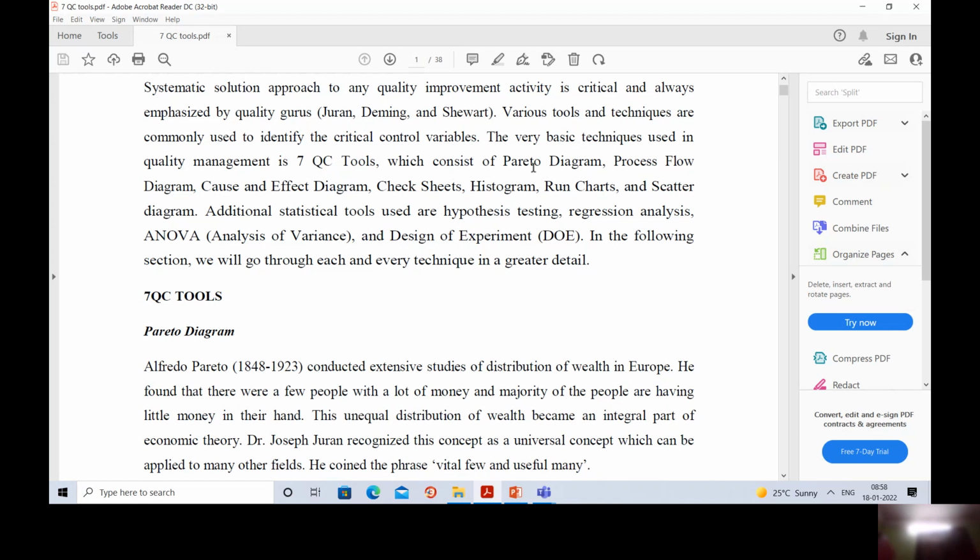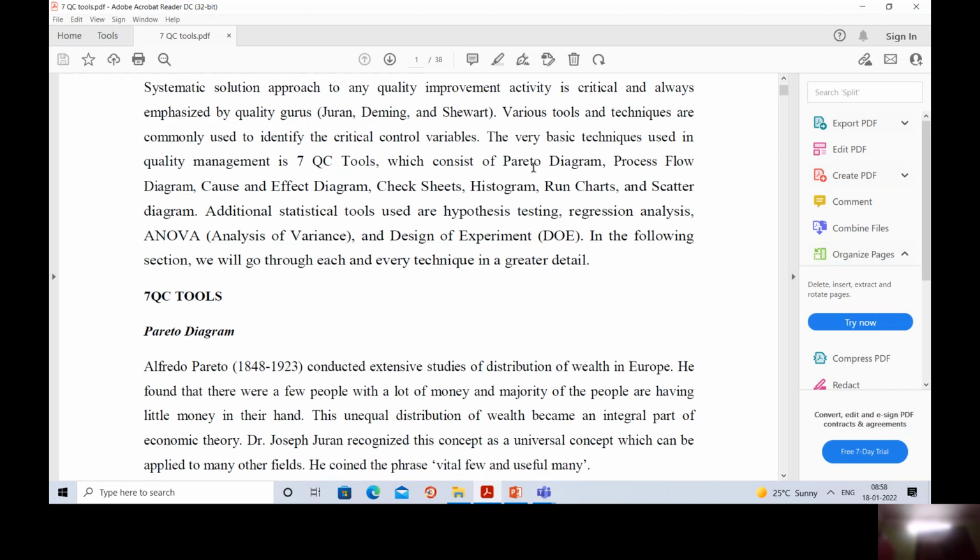Even in India also, one statistic says that around 10% of the people control 80% of the wealth. That means the remaining 90% are very poor. In the same way, what Pareto did is, when it comes to quality, when we are identifying the various causes, 80% of the causes are minor causes. So only 20% of the causes, if you are making improvement, you are likely to make a significant impact. That is called the 80-20 principle.